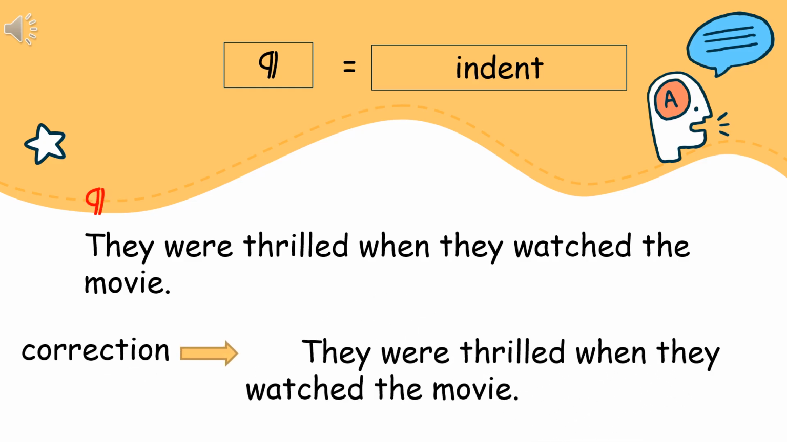The next proofreading symbol is the paragraph mark, which means to indent your paragraph. That is, you have to leave a space at the beginning of your paragraph. For example, in the following sentence, which is the first sentence in your paragraph, you should leave a space. That's why there is the paragraph mark proofreading symbol above it. Therefore, it should be written correctly by indenting the sentence.